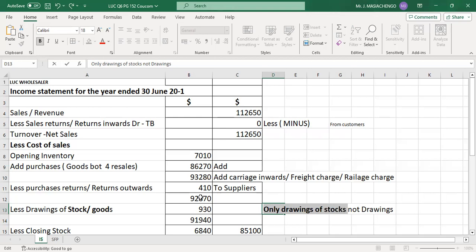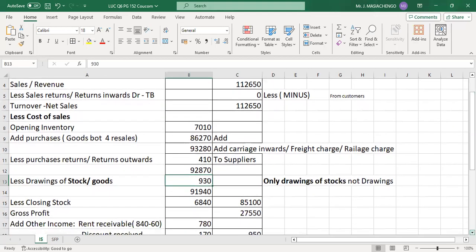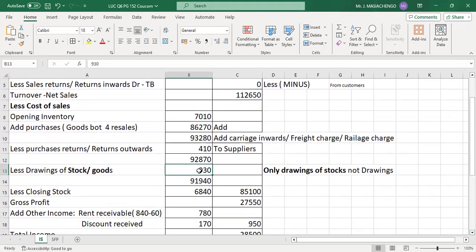So from whatever was remaining, 92,870, we subtract. We say less means we subtract. Let me scroll down. We are going to less the drawings of stock. So you can see this is 92,870 minus 930. All these figures are coming from my trial balance. The first slides show where these figures are coming from. I will try to show it in the next lesson, but for the meantime, please have the question and see the answer.